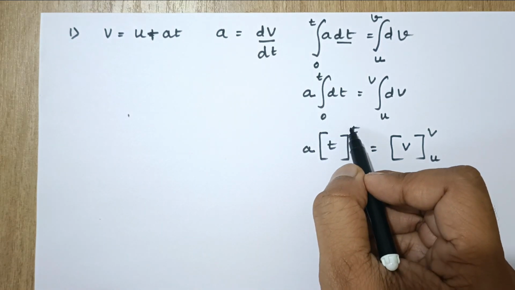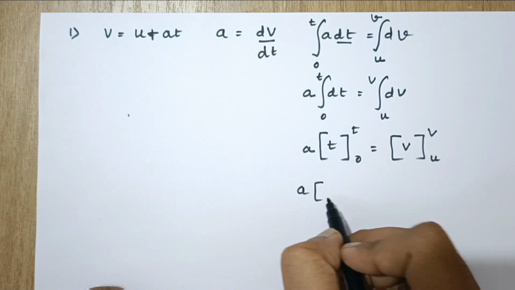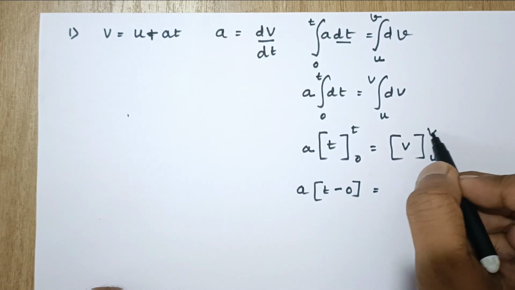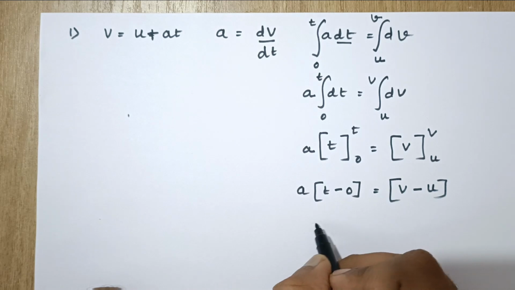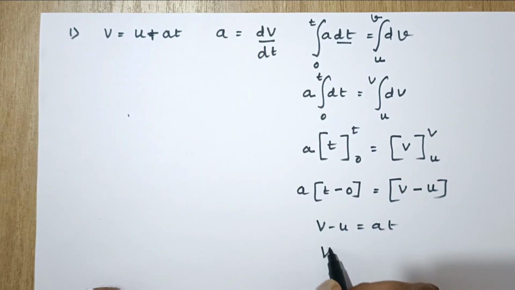Now we are going to plug in the upper limit minus the lower limit. So instead of t, substitute t, and instead of t, substitute 0, minus the lower limit, that is v at the upper limit minus u at the lower limit. So basically we are getting v minus u is equal to at. So v is equal to u plus at. This is the first equation of motion: v is equal to u plus at.